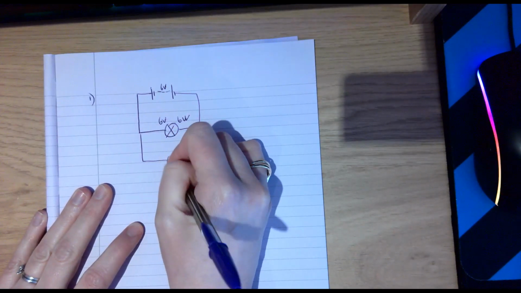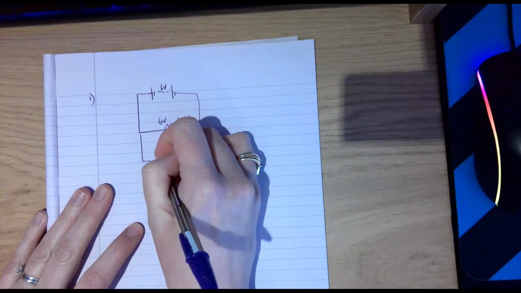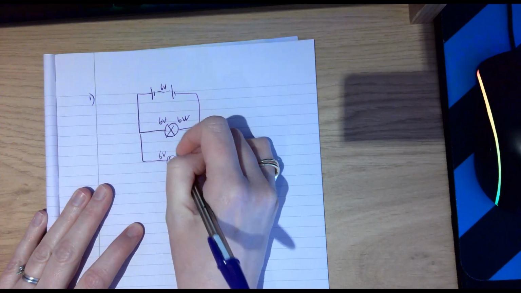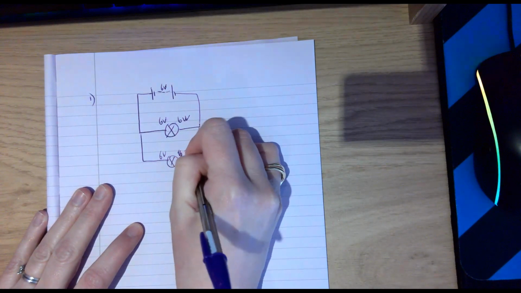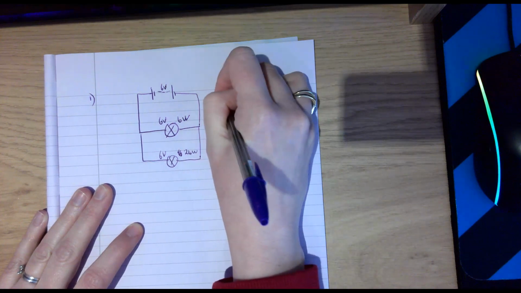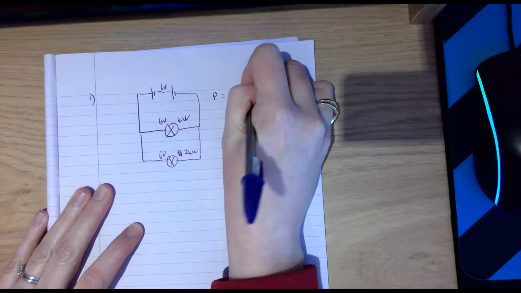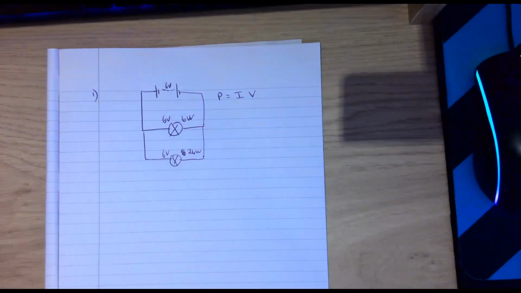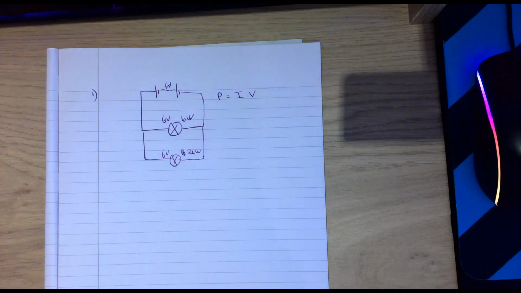This one will also be 6 volts because again there's only one bulb in this part of the circuit, and it's a 24 watt bulb. So different power. So we need to remember that power equals current times voltage, which is from the GCSE specification. Okay, and now it wants to calculate the current through each light bulb.